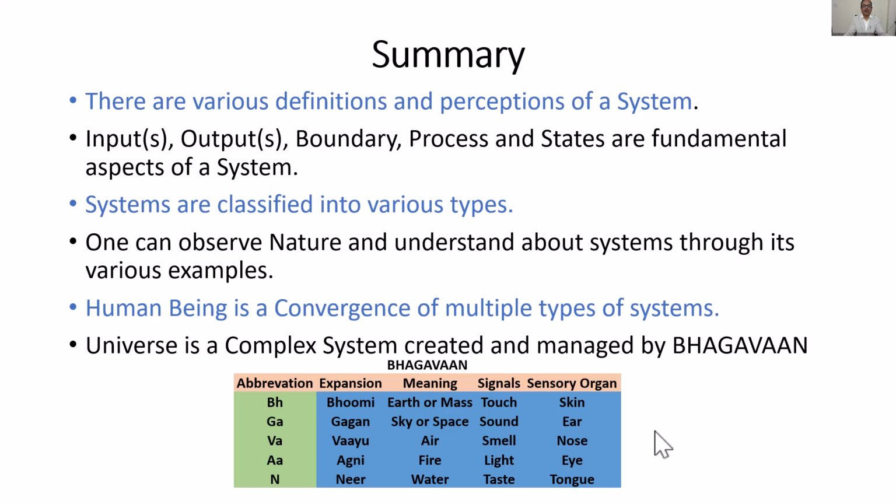What does this Bhagwan mean? The abbreviation: Bha means Bhumi, Ga means Gagan, Va means Vayu, A means Agni, and Na means Neer. Bhumi means earth or mass, Gagan means sky, Vayu means air, Agni means fire, Neer means water. These are the Pancha Bhutatmas. They generate the various signals of touch, sound, smell, light, and taste, respectively, and they are sensed through our sensory organs, for example, skin, ear, nose, eye, and tongue, in the respective way.